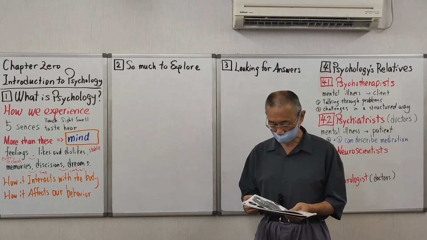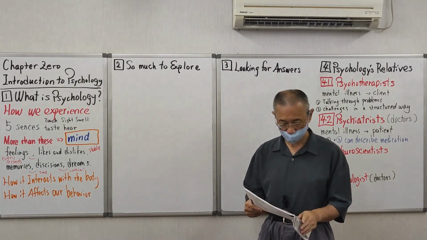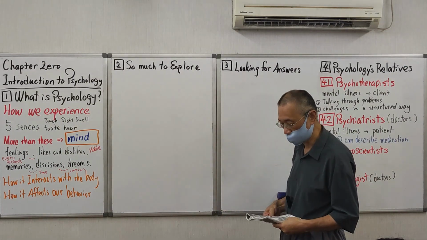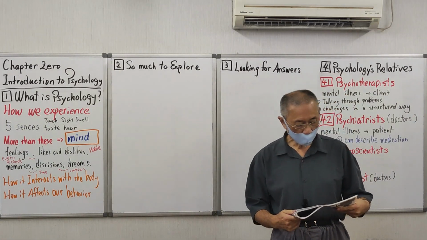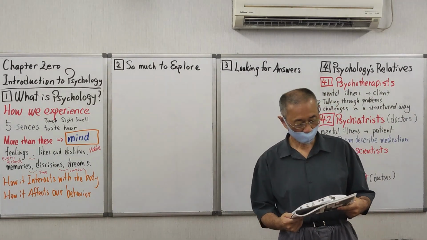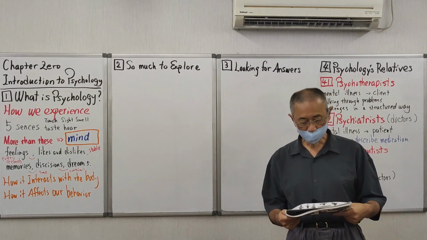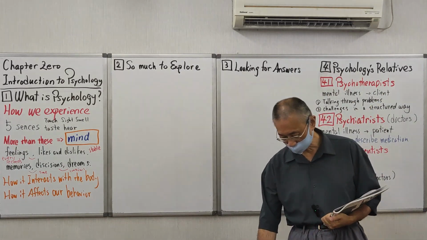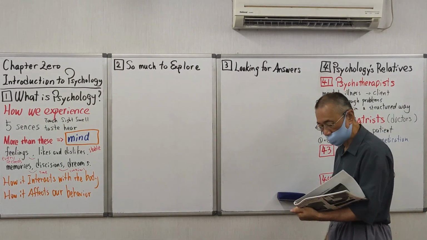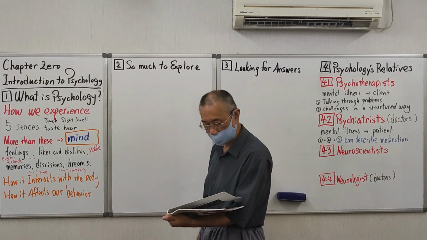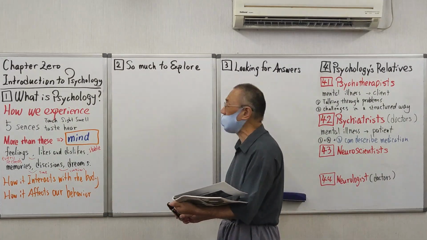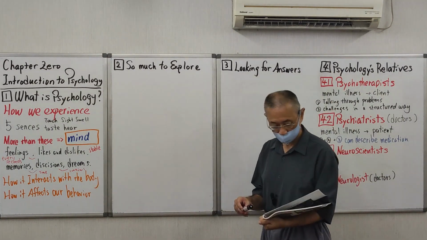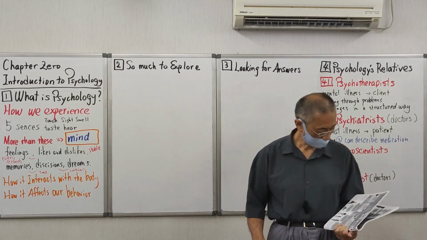Now let's go on to the next page, page 6. So much to explore. People who do psychology as their job are called psychologists. The psychologist has five ways of exploring. So there are five.